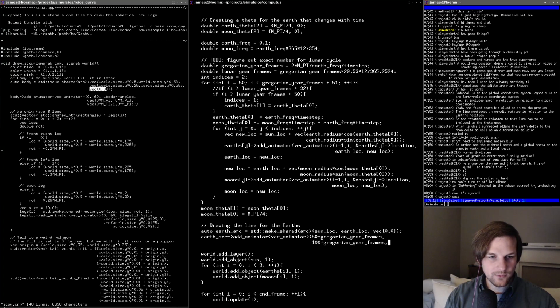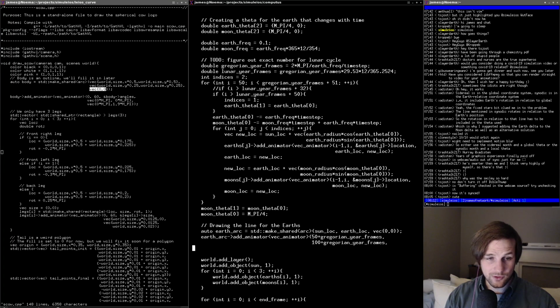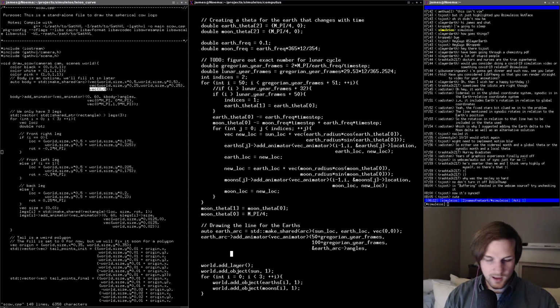Okay. Then we're going to do earth arc angles. Let's do earth arc pointing to angles. Add an ampersand in there. Change this to a minus sign because I'm an idiot. Mix up minus and equals. And we're just going to give the initial vector and the final vector. So it should be vec.